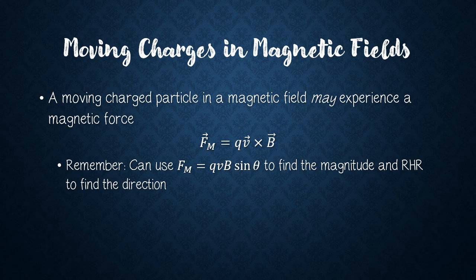Using that right-hand rule will be a big thing on the AP test. We'll want to make sure that if you're given two of those vectors, you can predict the direction of the third. So not only knowing the direction of the force if you're given the velocity and the magnetic field, but also being able to know the direction of the velocity if you're given the force and the magnetic field, or the direction of the magnetic field if you know the velocity and the force.